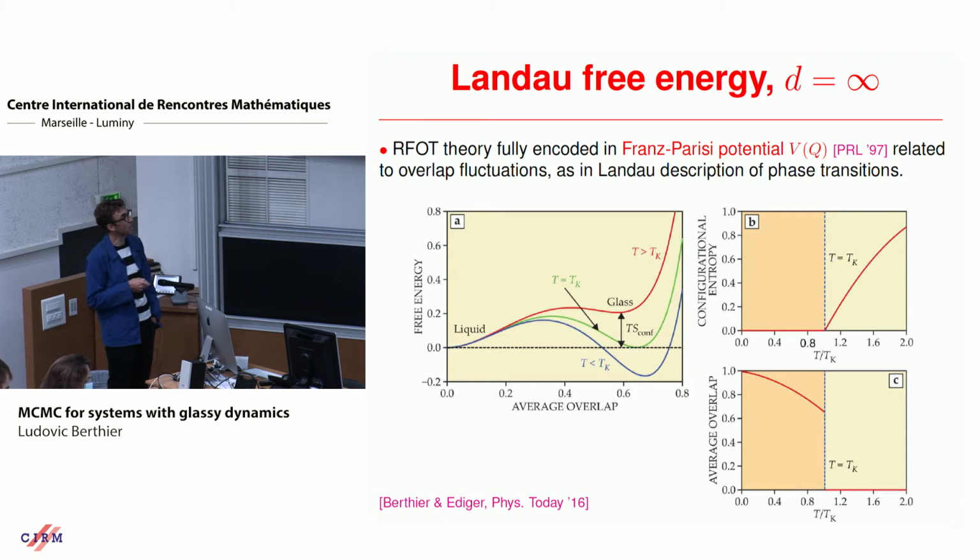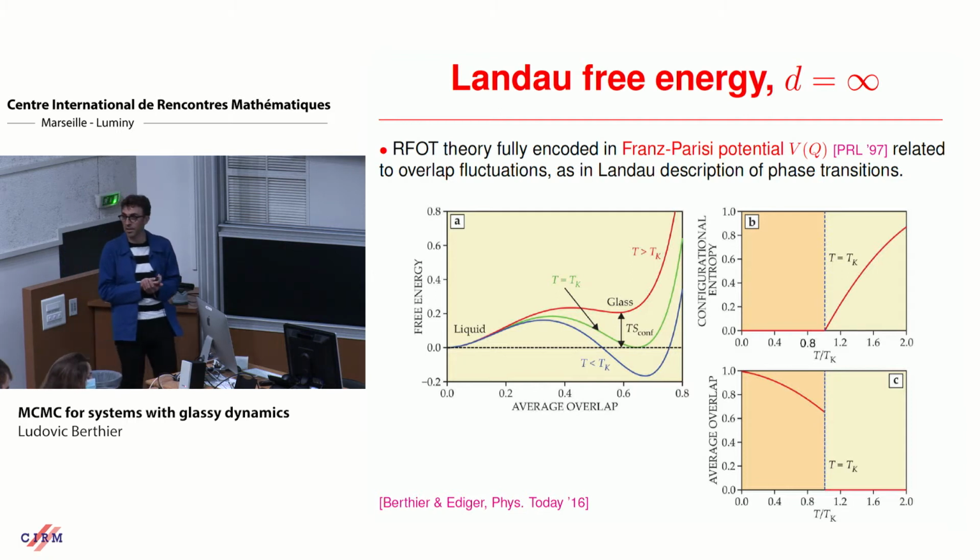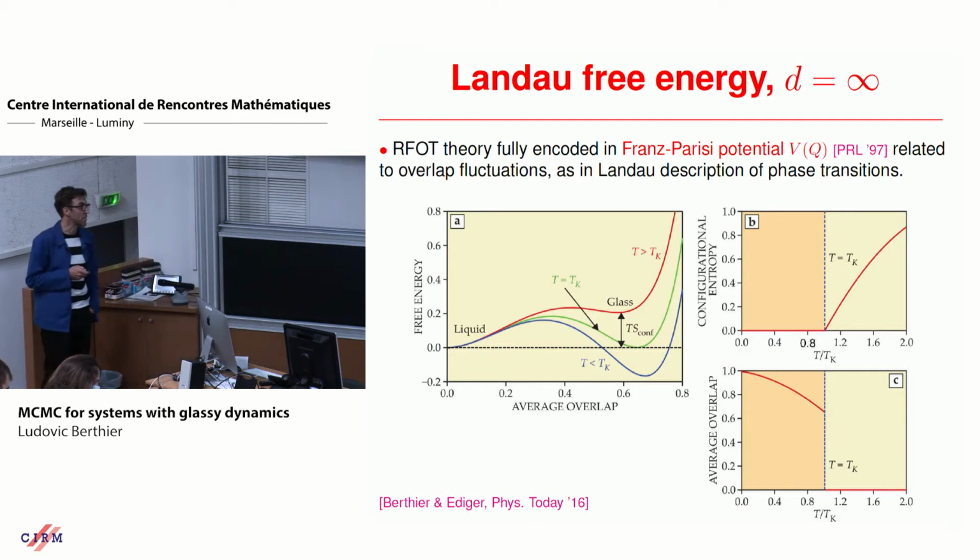So at high temperature, the liquid is the equilibrium phase with an overlap which is 0. You have many different configurations in the liquid. They all look different. So you take a pair at random, the overlap is 0. And the glass is just a metastable phase above the glass transition, becoming the stable phase at the glass transition, the Kauzmann transition. And then it means the overlap is 0 in the liquid and jumps discontinuously at the Kauzmann transition in this mean field limit.